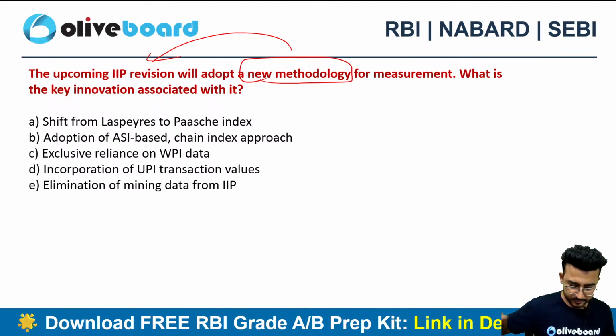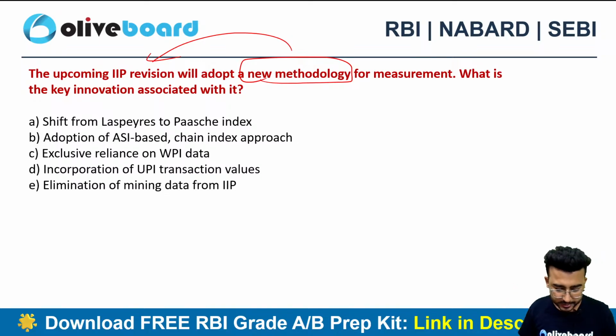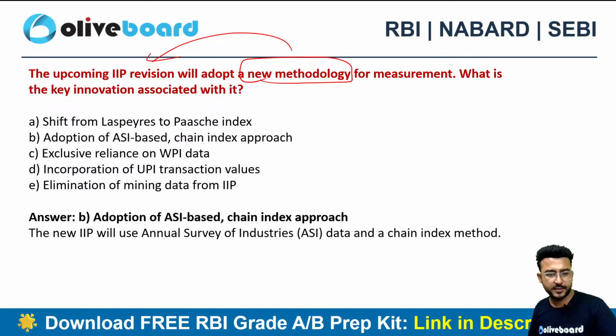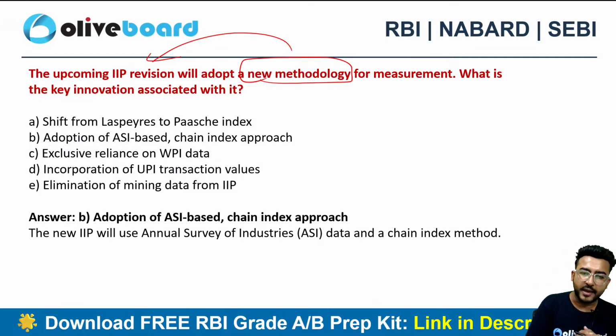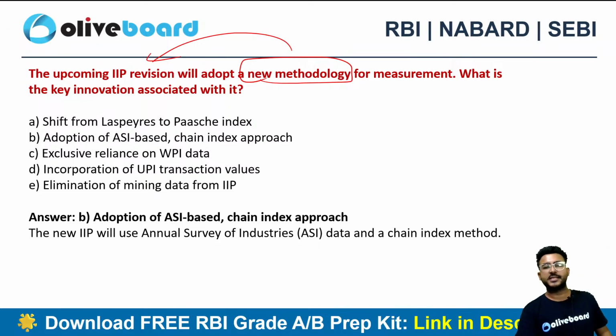Okay. Akshay B, Anjali C, Bhakti B. What about others? Satyarth B. Rahul B, perfect. The correct choice is B only, adoption of the ASI. What is ASI? Annual Survey of Industries data, and a chain index approach will be there in this particular index, right?